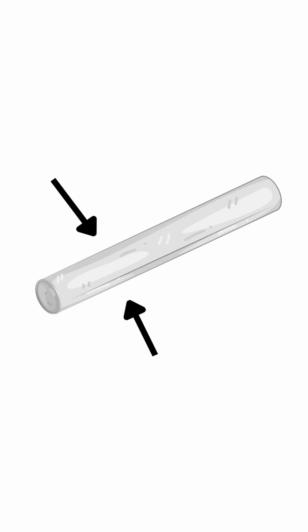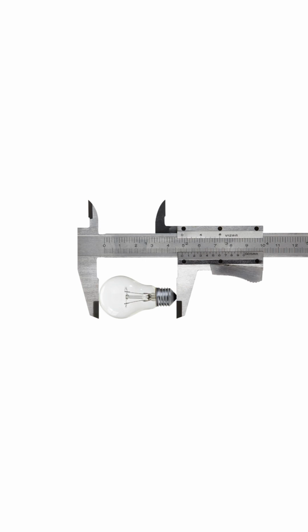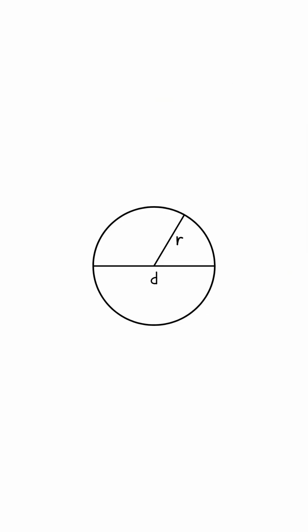Small diameters can be measured with vernier calipers. Sometimes objects are too small or round to measure with a normal ruler, like the diameter of a pipe or the thickness of a metal rod. That's where vernier calipers come in. They can measure both inner diameter, like inside of a pipe, and outer diameter, like the outside of a cylinder.